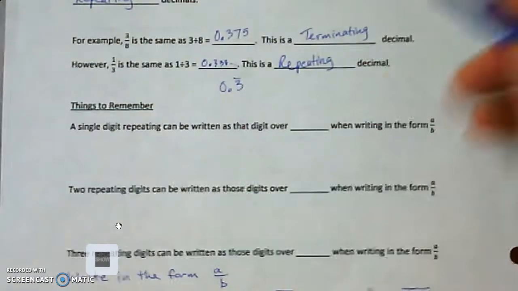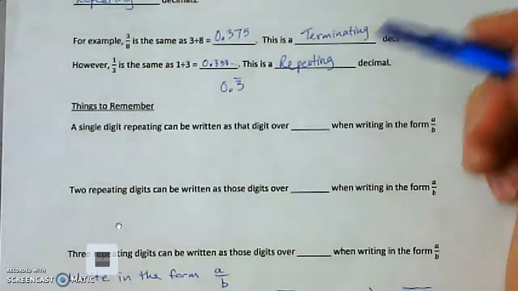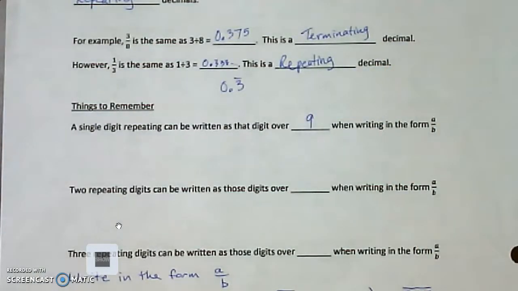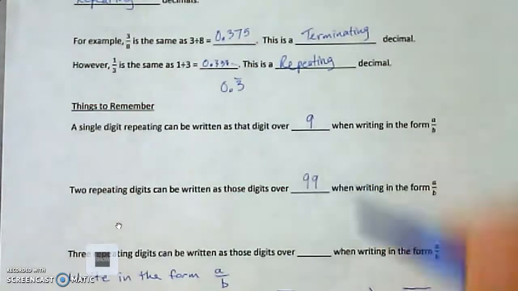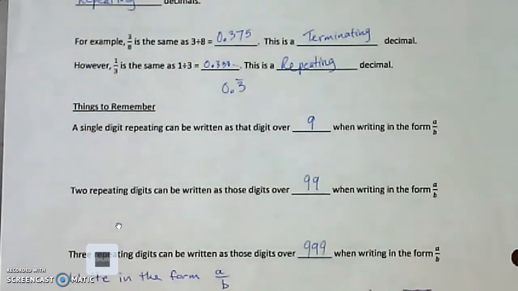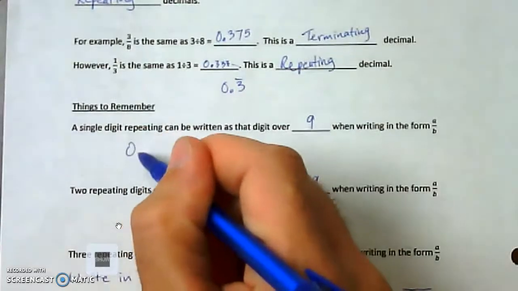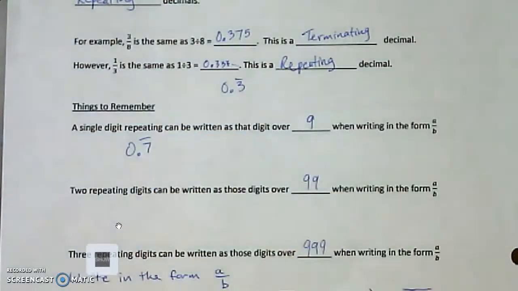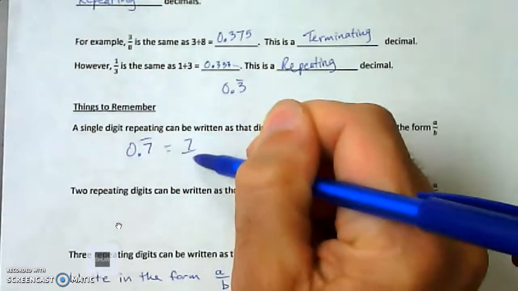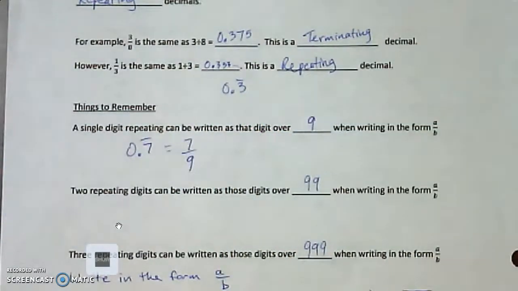A single-digit repeating number can be written over 9. And I'll show you what I'm talking about. 2 digits can go over 99, and 3 digits over 999. If you're saying, what are you talking about? For instance, 0.7 repeating is not 7/10. That bar means it's 7/9.